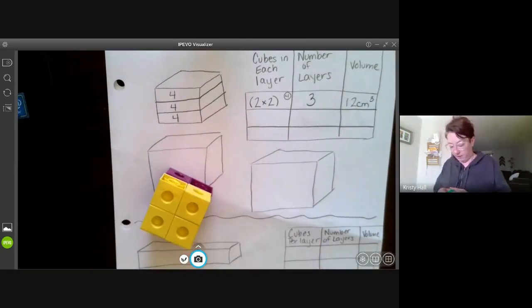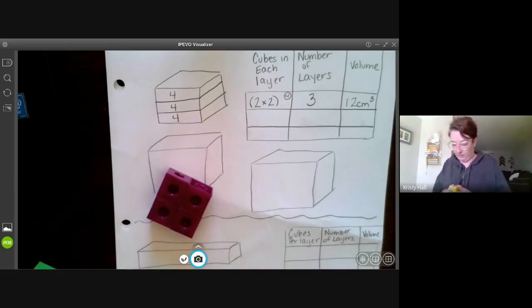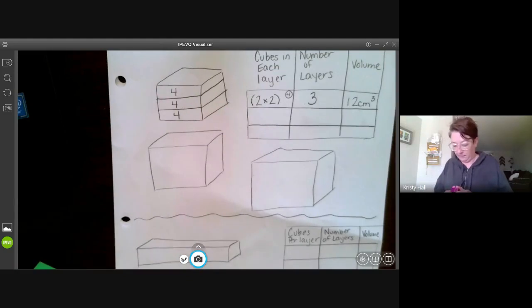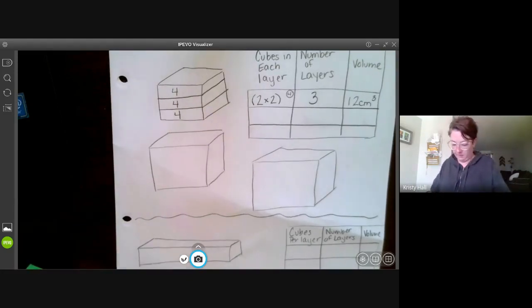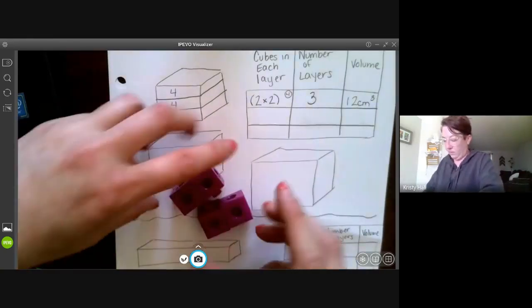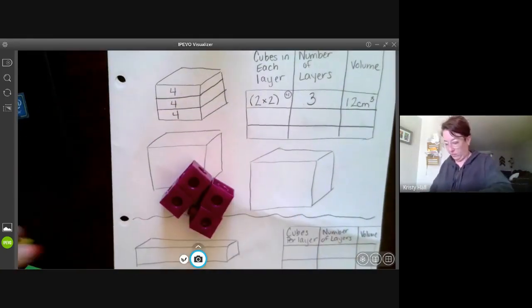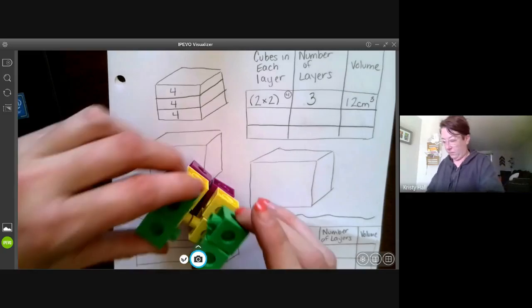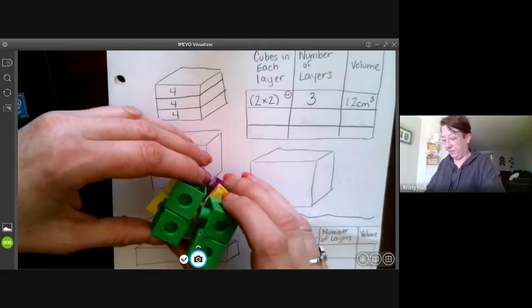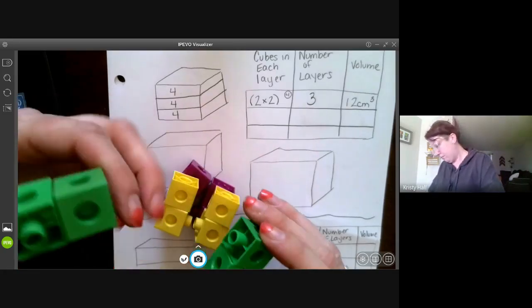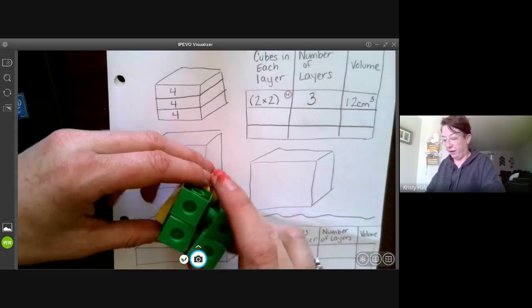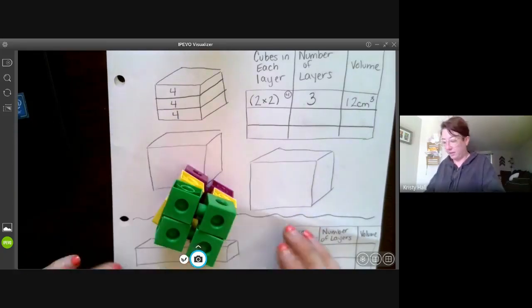Give me 1 second. Okay. So this time I am going to take my figure. Sorry, my blocks are a little unsteady.